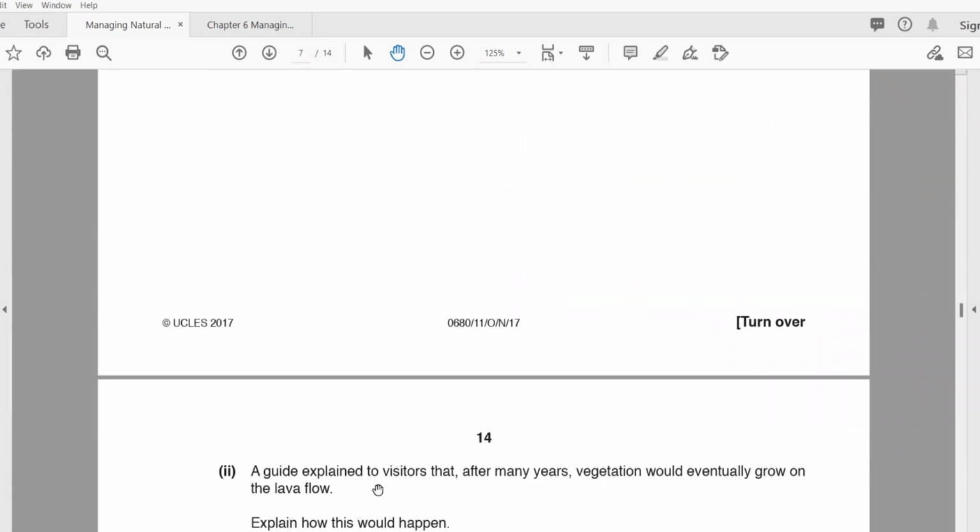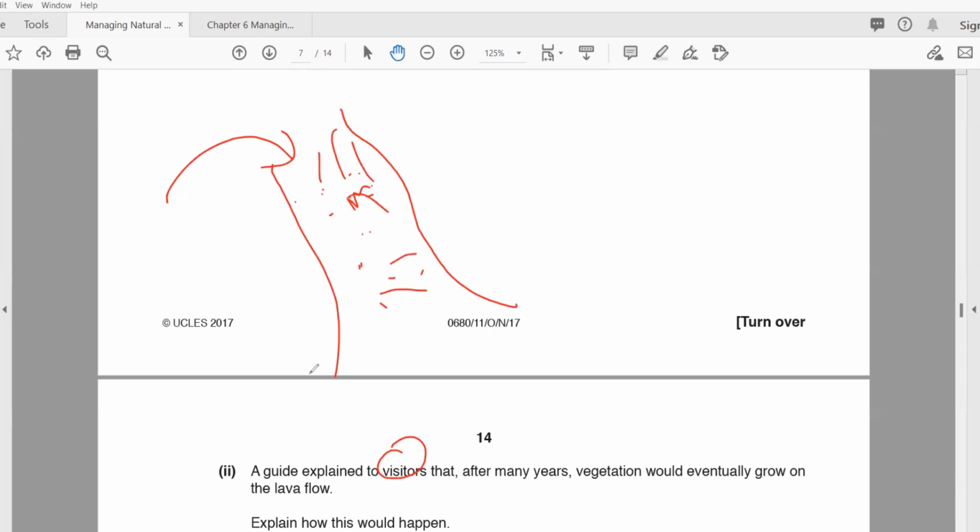A guide explained to visitors that after many years, vegetation would eventually grow on the lava flow. Explain how this would happen. The tourist guide will explain to visitors that, for example, the lava comes here, and for many years there is no vegetation, but after many years the vegetation starts to grow. What do you think? How does vegetation grow on the lava place? Try to give the answer.